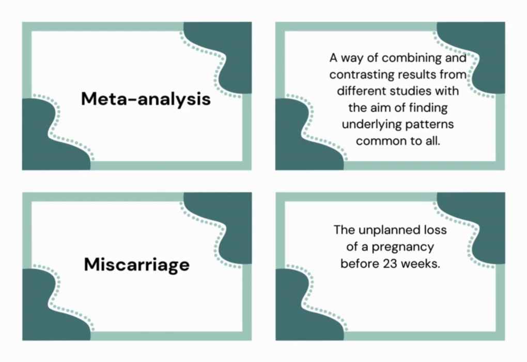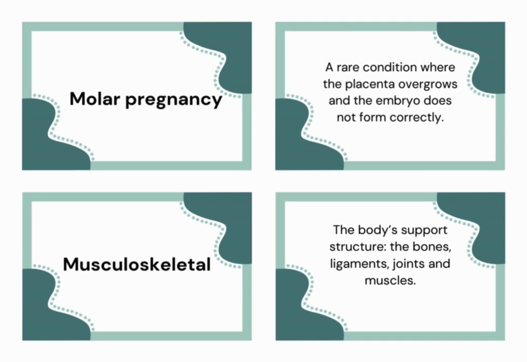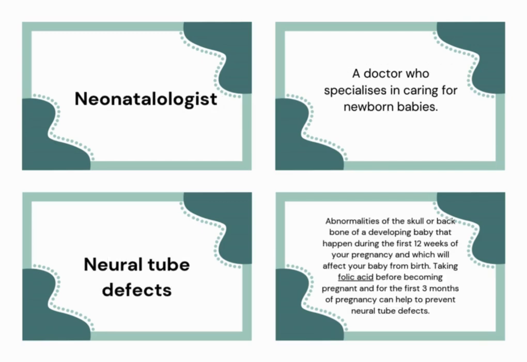Miscarriage, the unplanned loss of a pregnancy before 23 weeks. Molar pregnancy, a rare condition where the placenta overgrows and the embryo does not form correctly. Musculoskeletal, the body's support structure, the bones, ligaments, joints, and muscles.